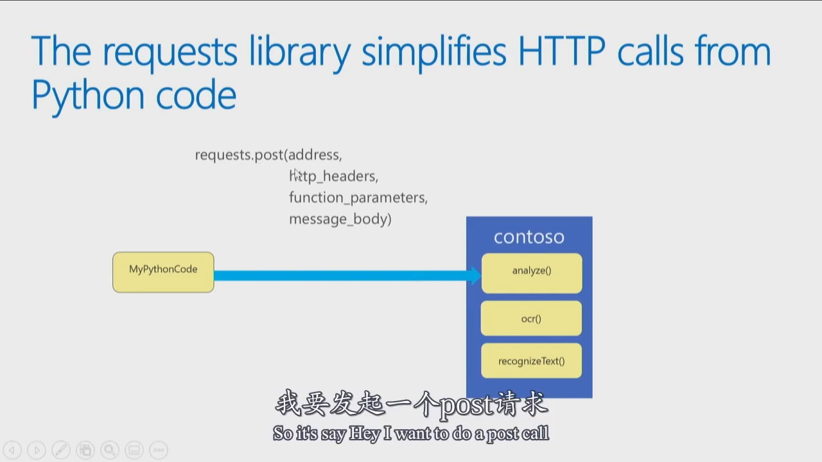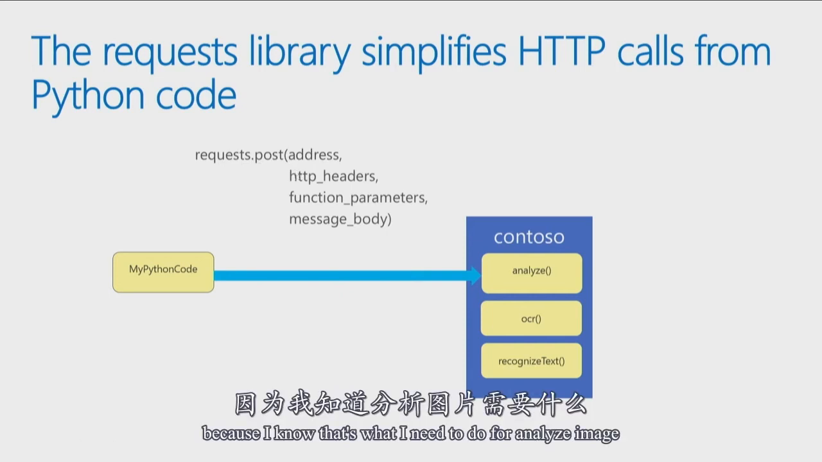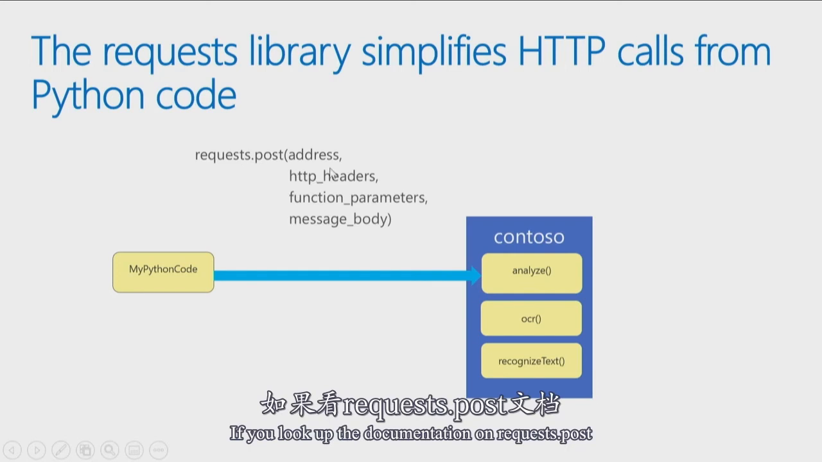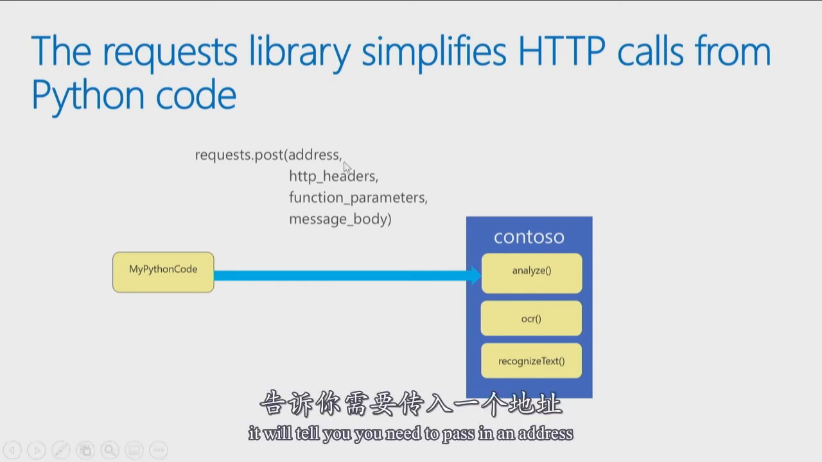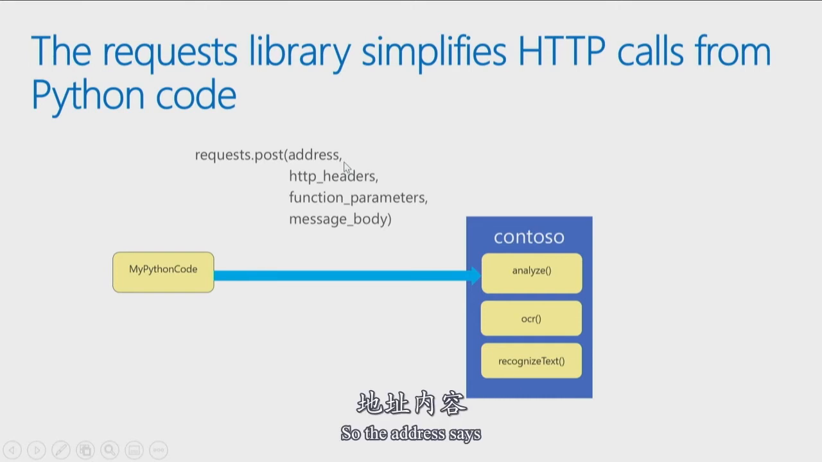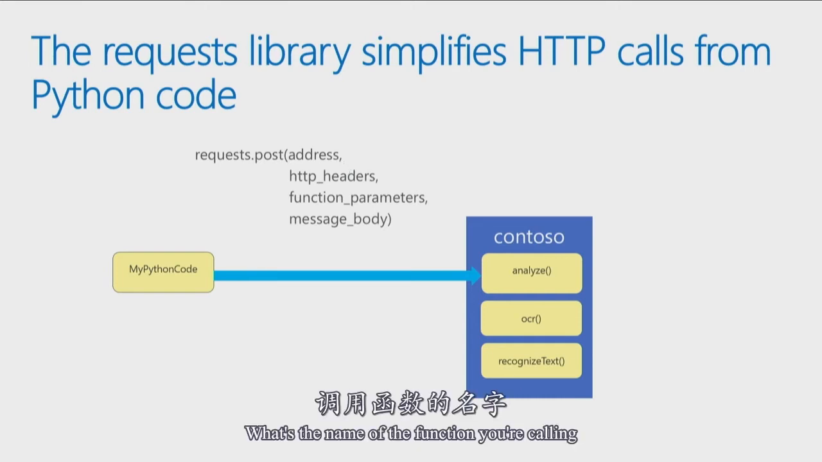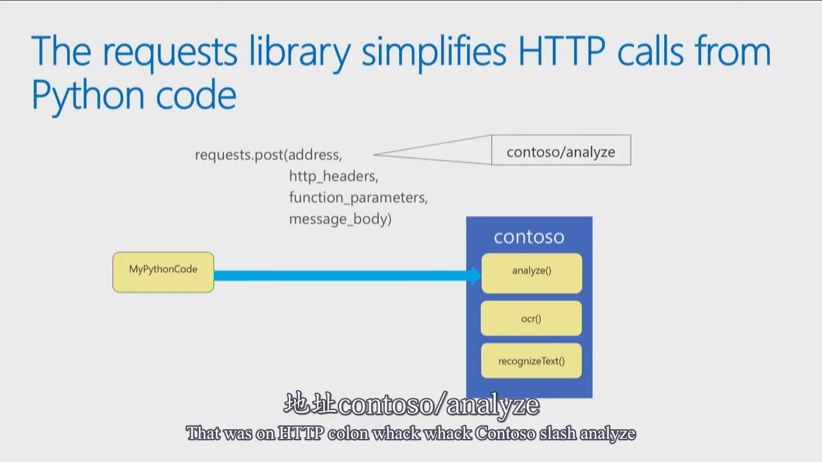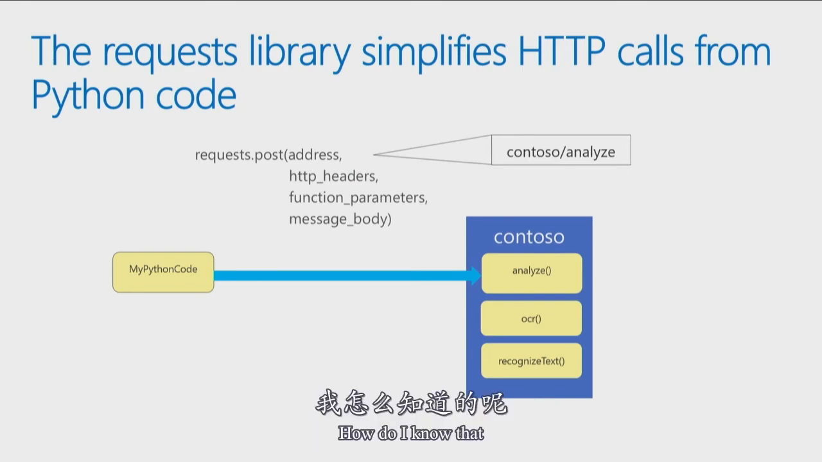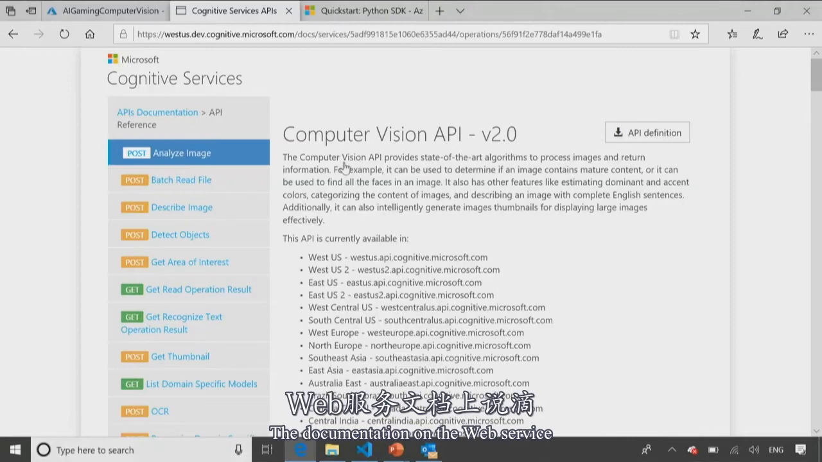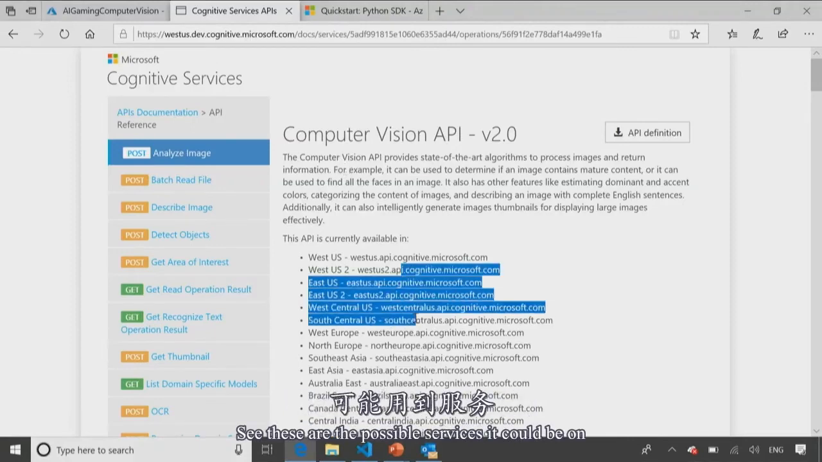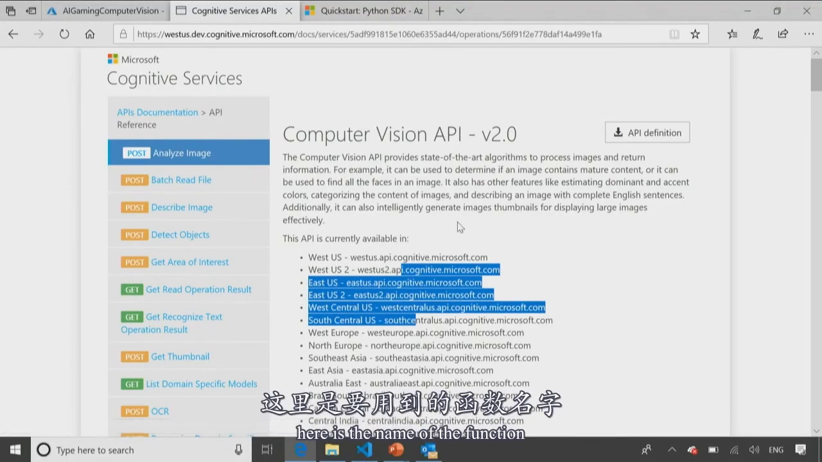So I say, hey, I want to do a POST call because I know that's what I need to do for analyze image. And if you look up the documentation on requests.post, it will tell you you need to pass in an address. So the address is, what server is this on? What's the name of the function you're calling? That was on http://contoso/analyze. How do I know that? The documentation on the web service. See, these are the possible servers it could be on. Here's the name of the function.